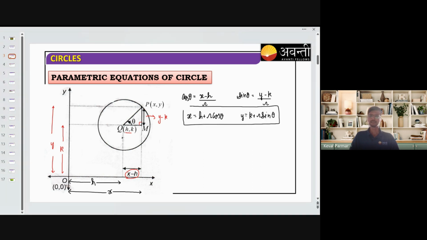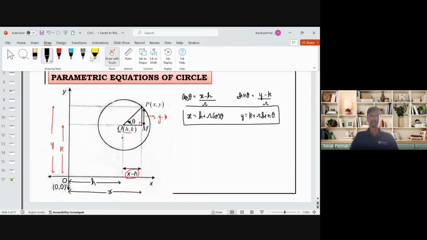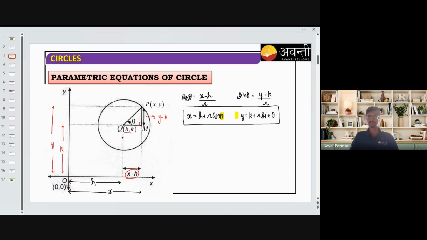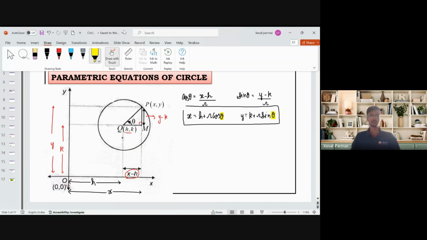Simple. This is the parametric equation of the circle. Please remember, parametric equation means x and y are given in terms of some parameter. So here x and y are given in terms of the parameter theta. So this is the meaning of parametric equation. I hope you got it.